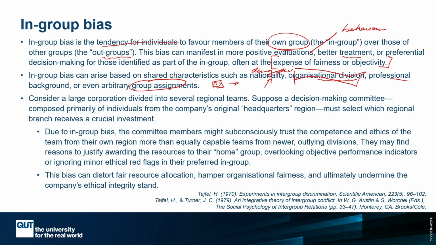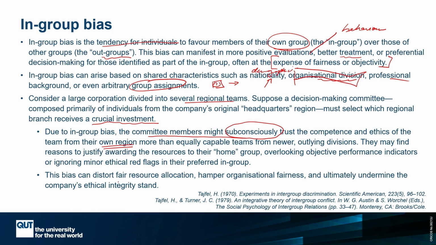Well, if you're in a larger corporation with several regional teams and a headquarters region, and you're at headquarters and you've got to select which region will receive a boost, an investment, it's very easy for the people making that decision to subconsciously trust the competence and ethics of the people from their own region because they know them, right? Well, look, provided they're not idiots or dills, right? So provided you trust those people, you're probably going to trust them more than the people from the other groups. That's an example of in-group bias.